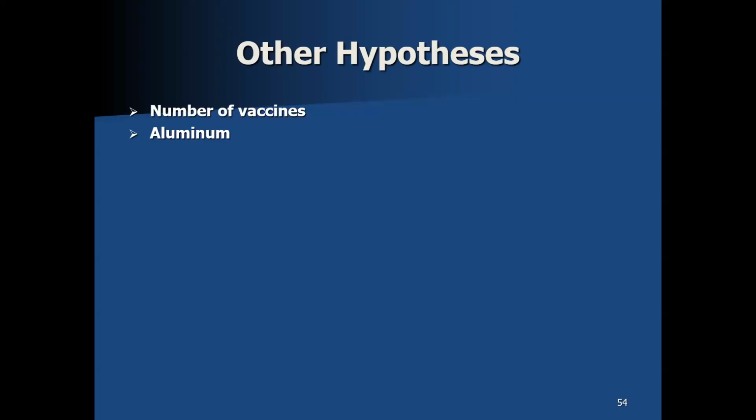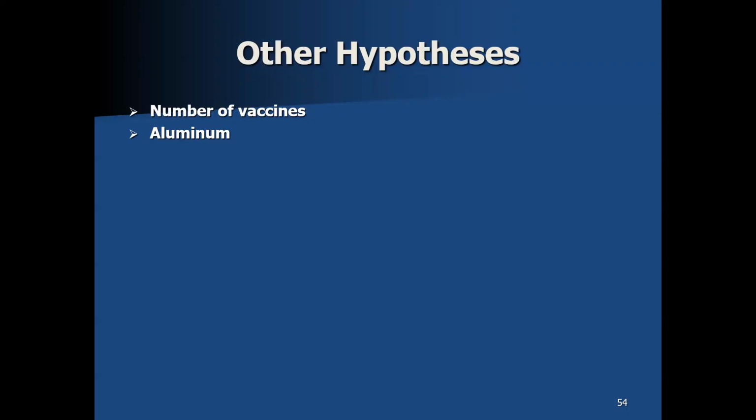One such target is the number of vaccines given to children. Many vaccines have been added to the childhood immunization schedule since the 1980s, and some critics have voiced concern that this increase in vaccine exposure results in autism. However, no evidence of an association between increased exposure to vaccines and autism has appeared.